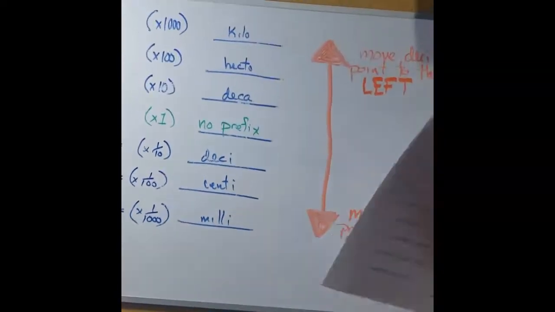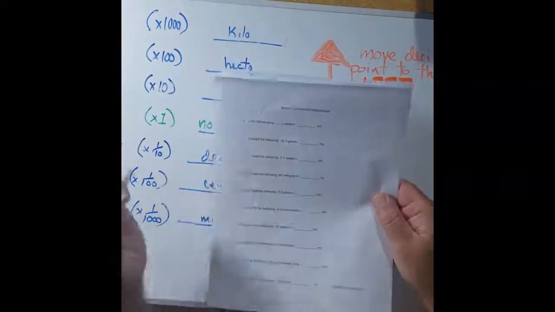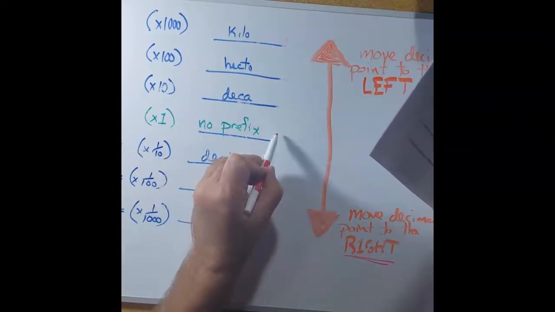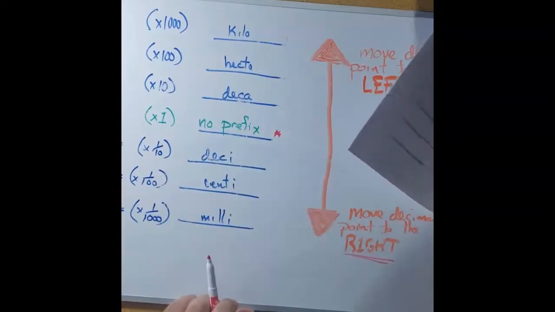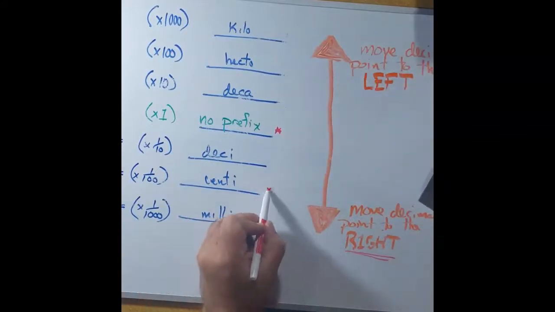Let's work on the next one. Number 3, we want to go from meters to centimeters. Meters is a measurement of length, but it has no prefix. So that's going to be our starting point again. All right, and we want to go to centimeters. So we're going to go down here.